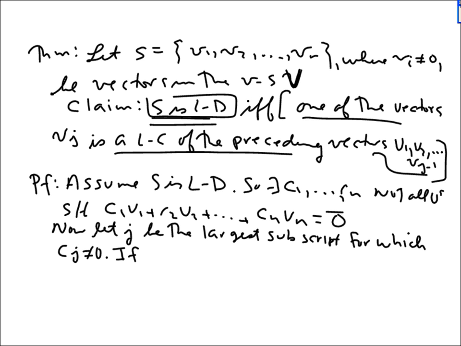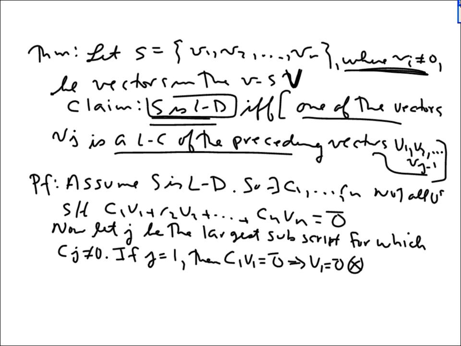Now, if j is equal to 1, then c1v1 is 0. And remember, cj is not 0. So c1 is not 0. If j is 1, c1 is not 0, which implies v1 is a 0 vector, which is a contradiction because I said no vi's are 0. Okay.